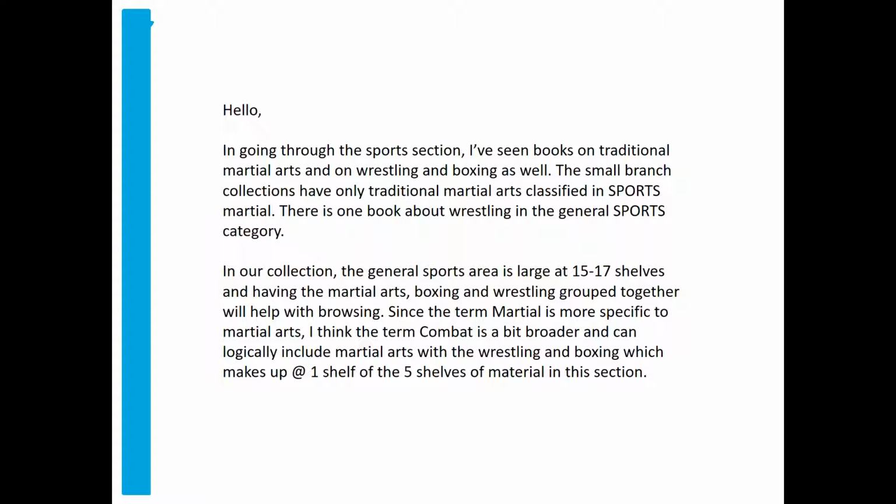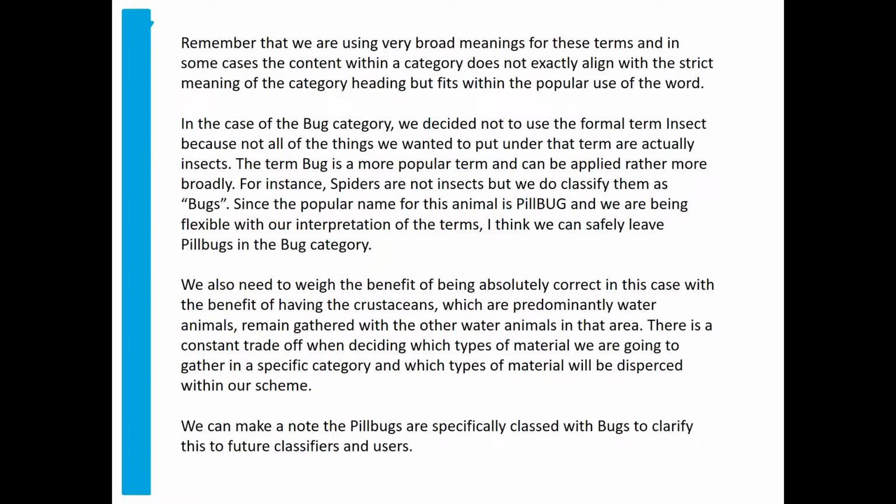We were reminiscing that the sports was easy. Sports was easy to classify. It was so easy compared to other areas like history. Yeah. And literature.